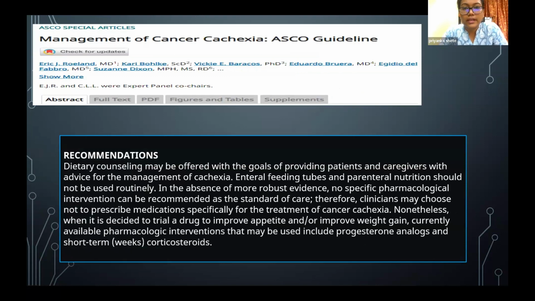Then let's see the guidelines for the management of cancer cachexia. First, we see the ASCO guideline.